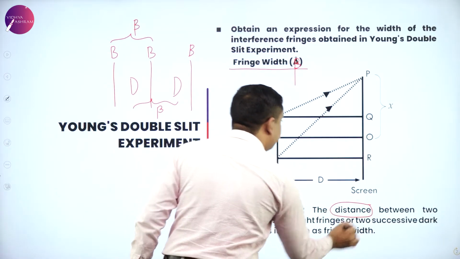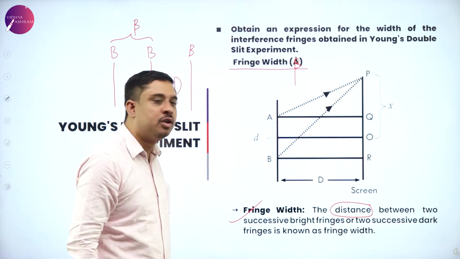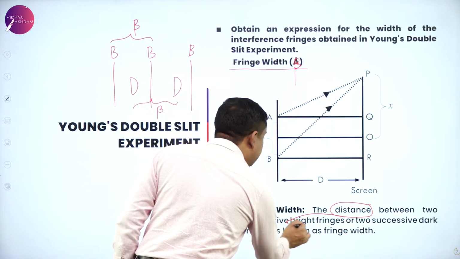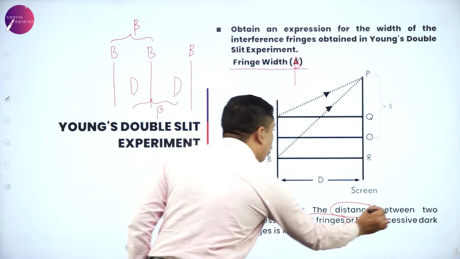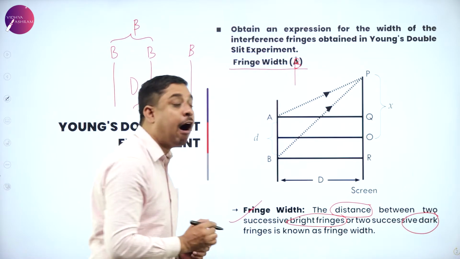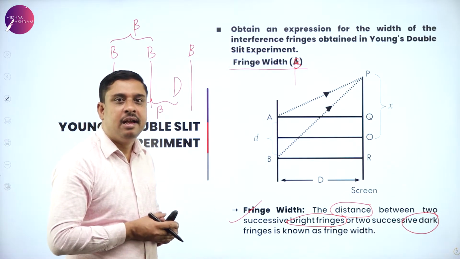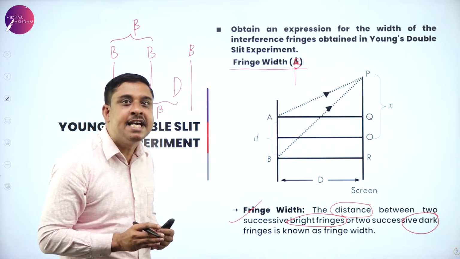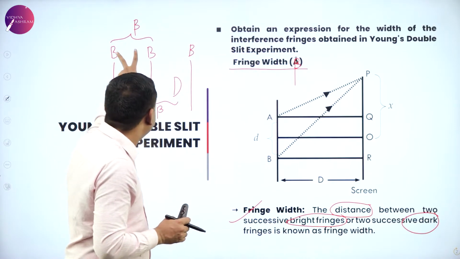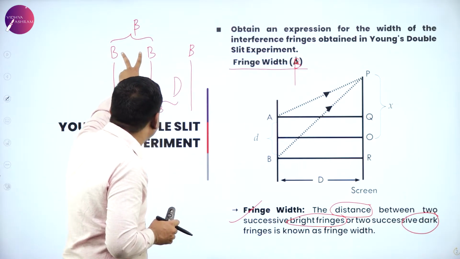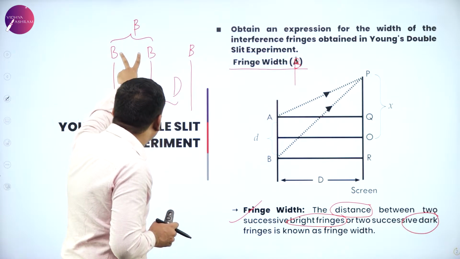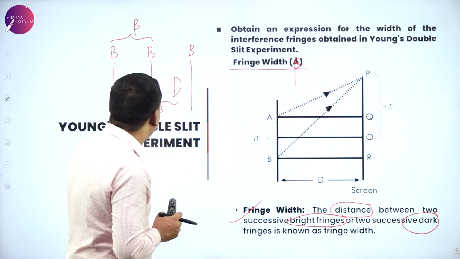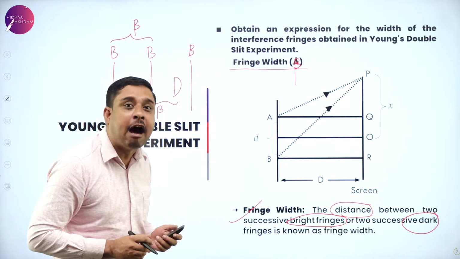It is the distance between two successive bright fringes or two successive dark fringes, and that is what is called fringe width. Again, fringe width is the distance between two successive bright fringes or two successive dark fringes.